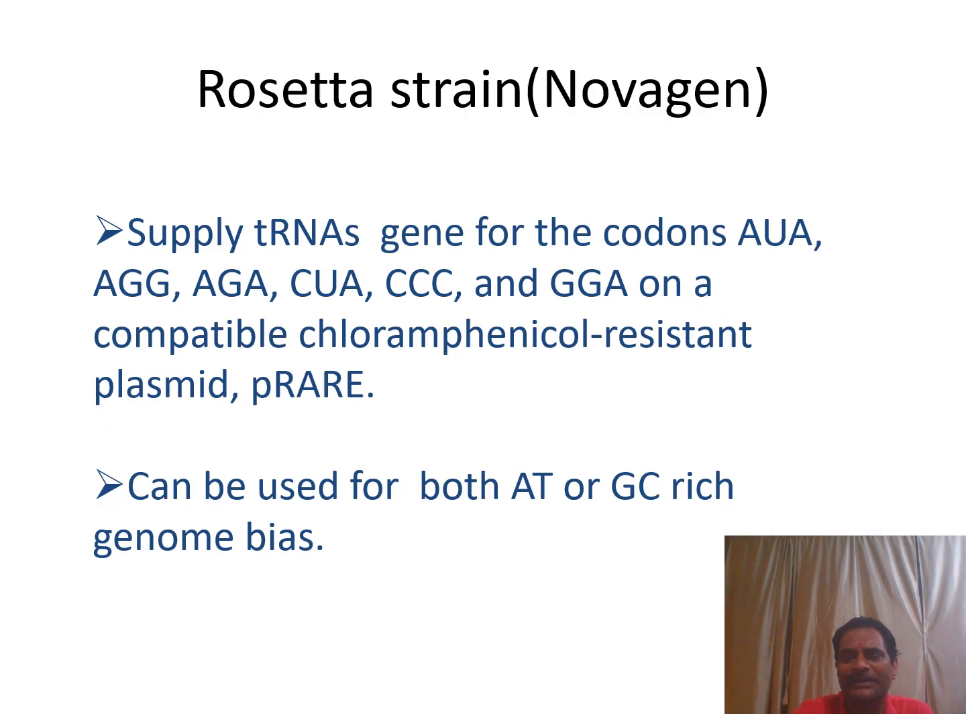Next, Novagen company produced an E. coli strain in which they have added all 6 rare tRNA coding genes, and that strain is called the Rosetta strain. So there is no need to check whether your gene is AT-rich or GC-rich. You can use this, because they have added all 6 tRNA coding genes in that strain. So the Rosetta strain is the perfect strain to overcome the effect of codon biasness.